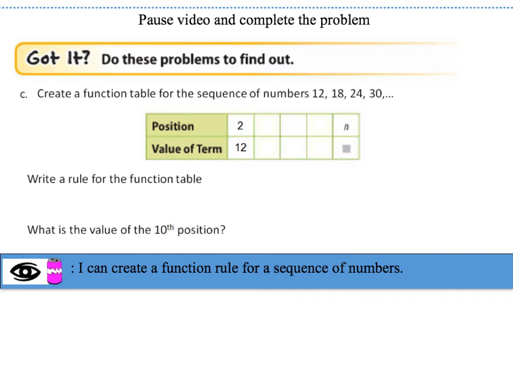So pause the video and complete these got it problems, and we'll discuss the answer in class tomorrow. Notice this has only one got it problem, but there's different parts to got it problem C.